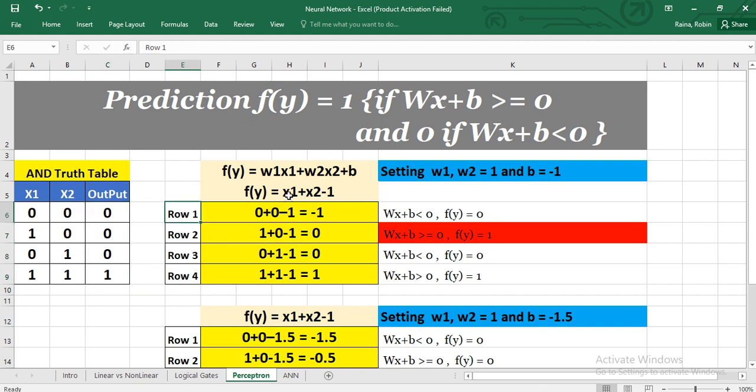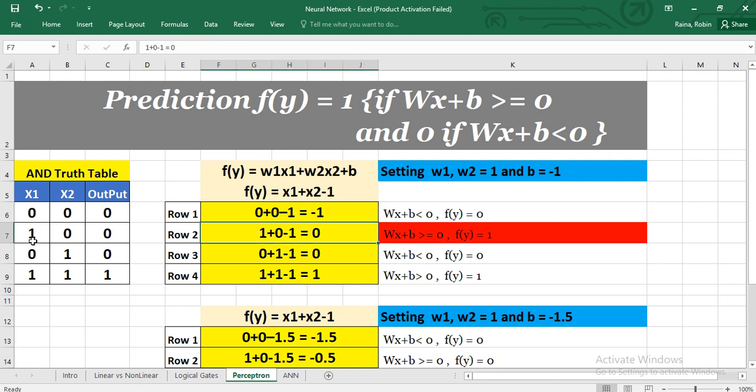Let's say row 1. If you substitute the values, x1 is 0, plus x2 is 0, and bias is minus 1, so the outcome is minus 1. The prediction goes like this: wx plus b, if it is greater than or equal to 0, then the outcome is 1, and if it is less than 0, then the outcome is always 0. This is the perceptron rule. So here what should be the outcome? 0. You got the outcome 0, it means the first condition passes. Let's go to the second condition.